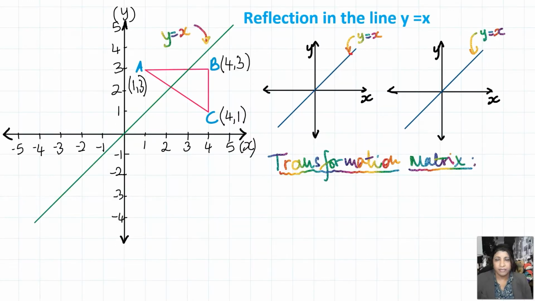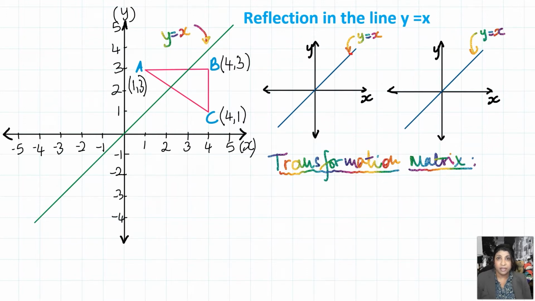Right, so what we have here is a triangle ABC, and we're going to first find the transformation matrix, and then we're going to use the matrix to reflect this triangle in the line y equals x. So how do we go about finding the transformation matrix then? Well, this is the same just like my other videos. If you have seen, I use the unit vectors, i and j unit vectors.